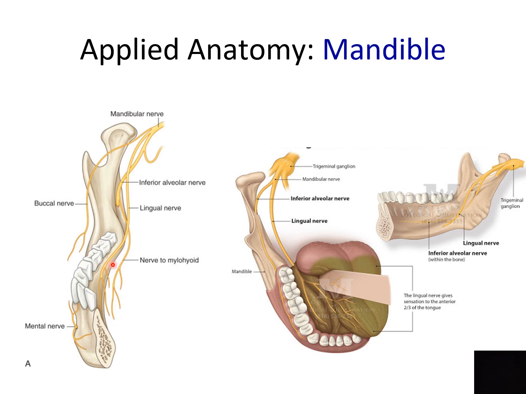The nerve to mylohyoid is not important in the context of local anesthesia. It mainly supplies the anterior belly of digastric and the mylohyoid muscle, and is a motor nerve coming off from the inferior alveolar nerve.